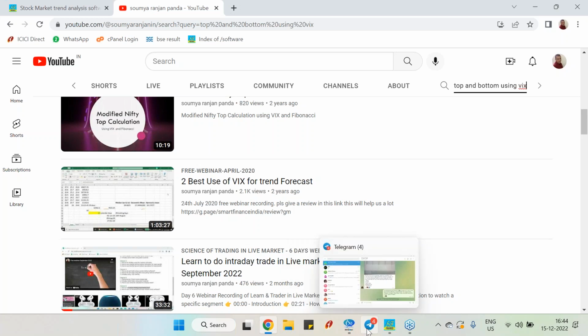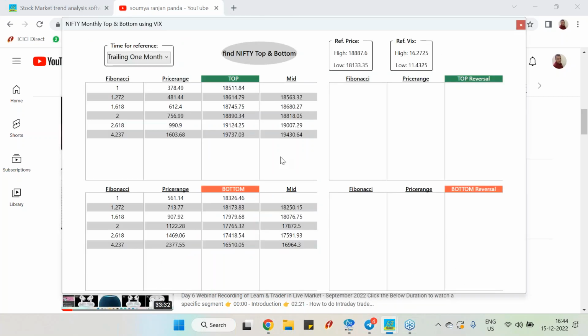Suppose if you are a buyer in Nifty, you'll be finding out, okay, it has reached 18,890. Enough from here, there will be a reversal I will be getting. So here from the 2 to 2.618 level, I will be getting the reversal. So this is the time that I must come out and be a seller in the market. So this process is going to help you in a great way.